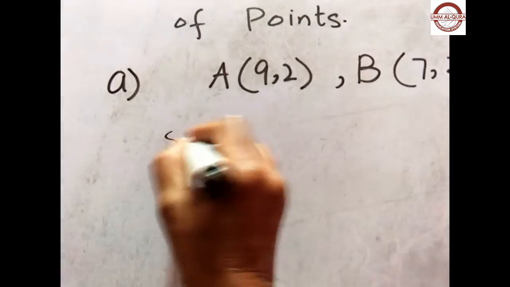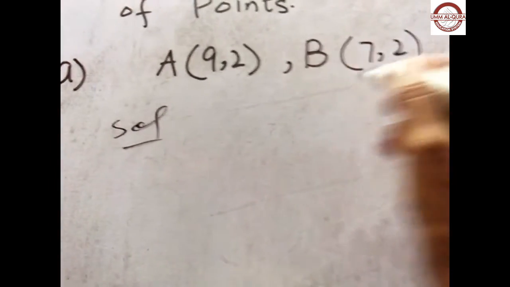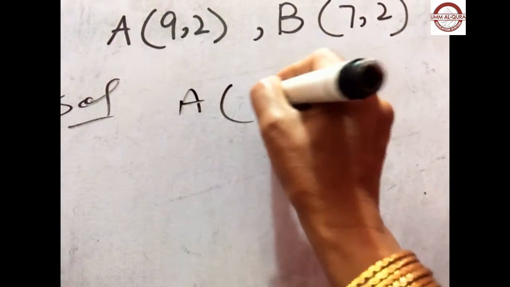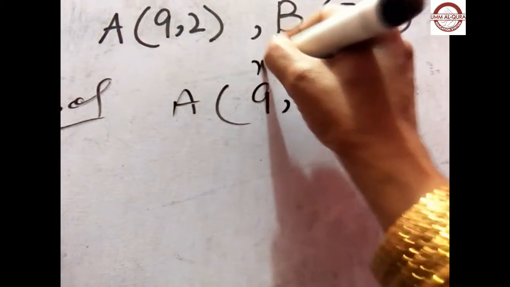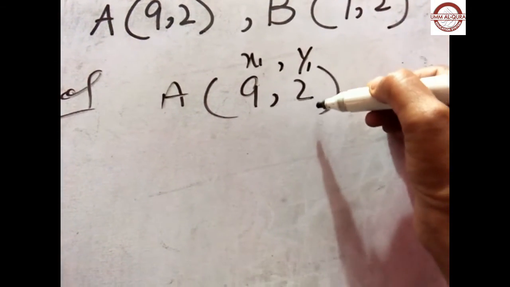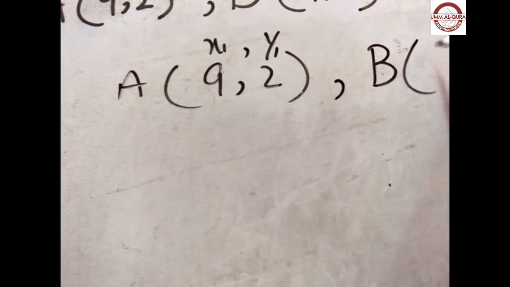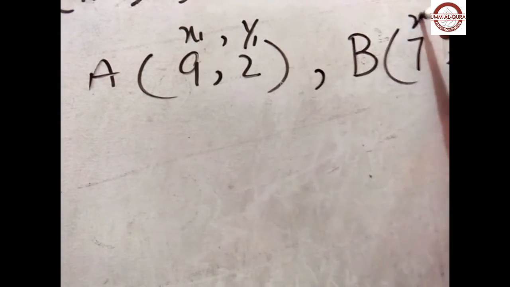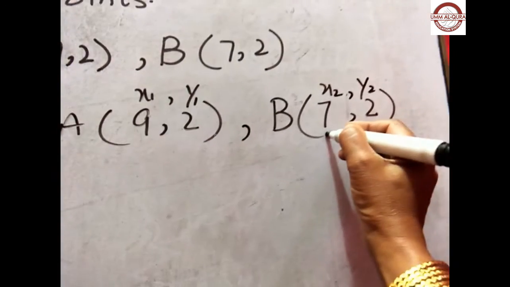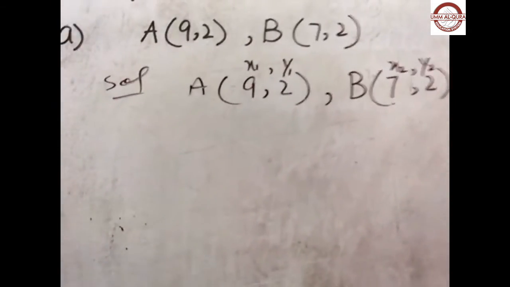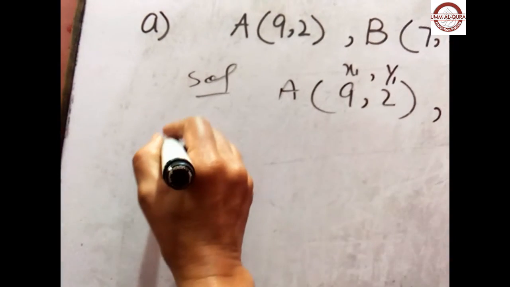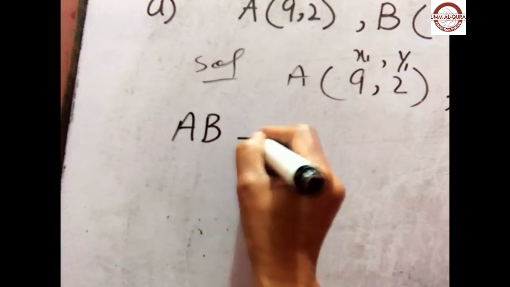First of all, we will write the names of coordinates. In point A, 9 and 2 are the coordinates. X1, Y1 are the names. X1 is 9, Y1 is 2. In point B, names of coordinates are x2 and y2. x2 is 7 and y2 is 2. Now we will write the formula for finding the distance between points A and B.